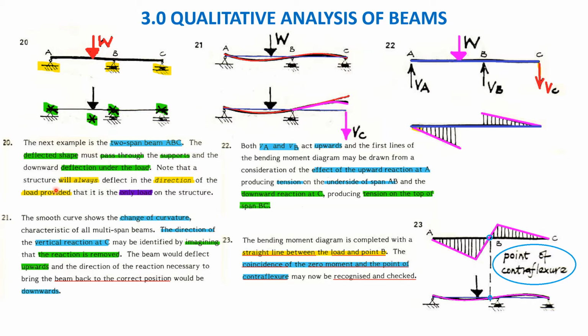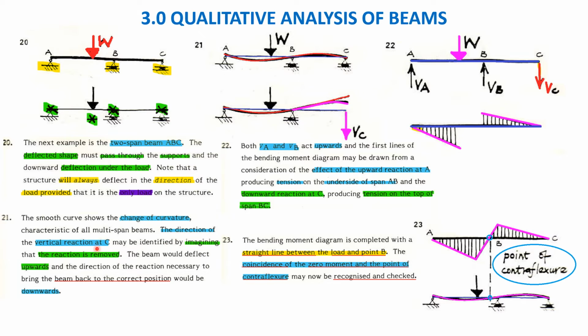Note that a structure will always deflect in the direction of the load, provided that is the only force acting on it. And the smooth curve shows the change of curvature. This and this, it shows the change of curvature. That means the change of curvature will happen in multi-span beams. This is one of the characteristics.